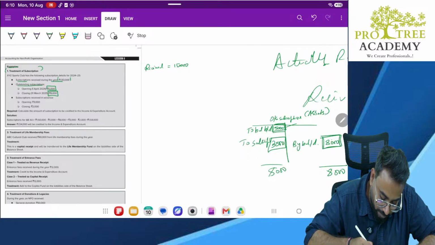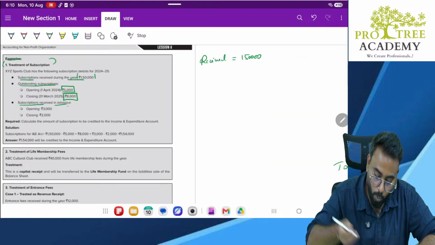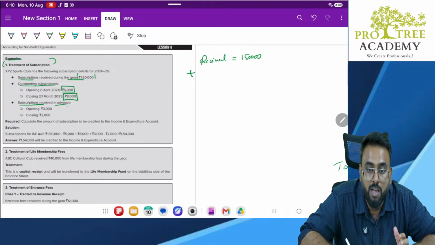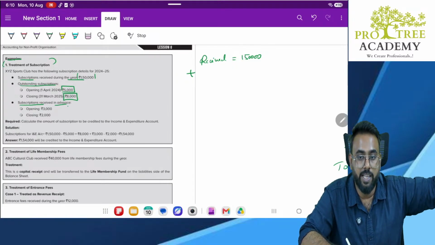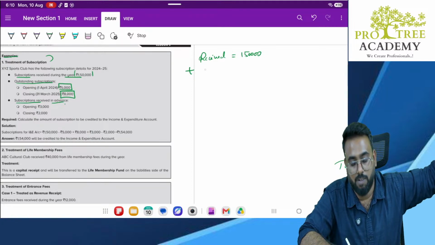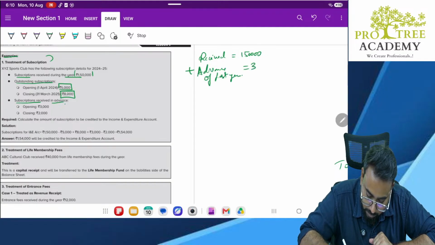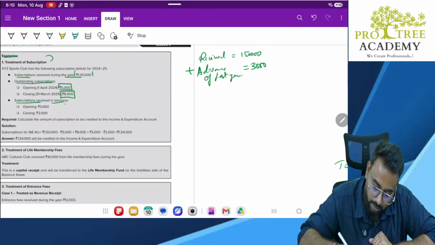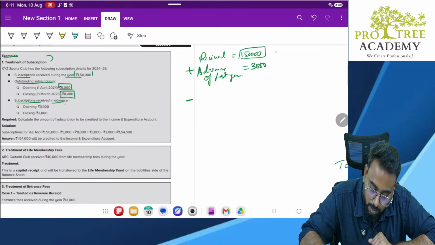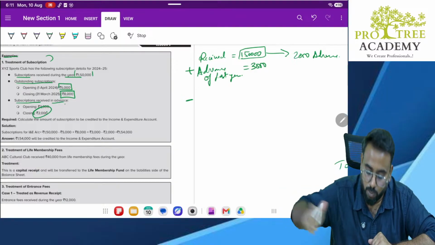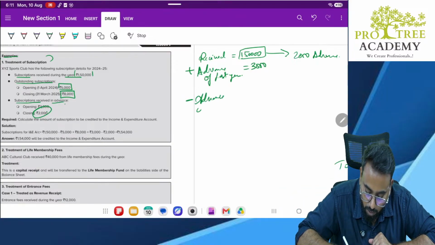Okay. Next, subscription received in advance. Opening was 3,000. If last year it is an advance, then it is income for the current year, correct? Advance of last year is how much? 3,000. Minus, out of this 1,50,000 there is something which has been received as advance for the next year. How much is that? 2,000 is received as advance of next year. That has to be taken out.